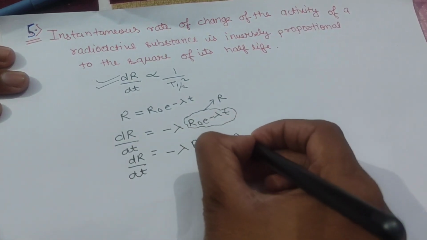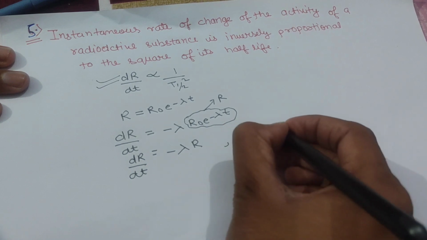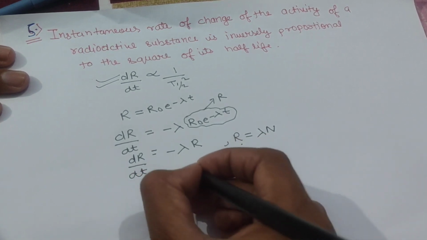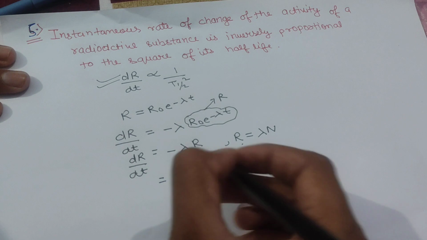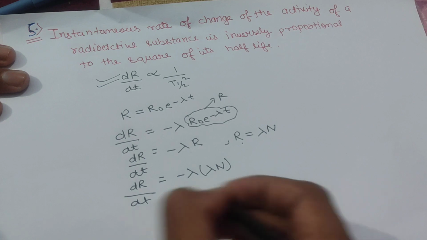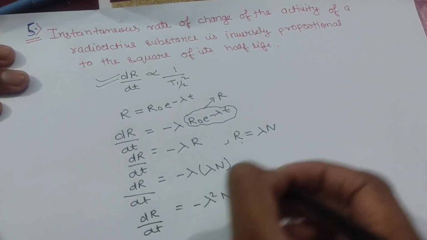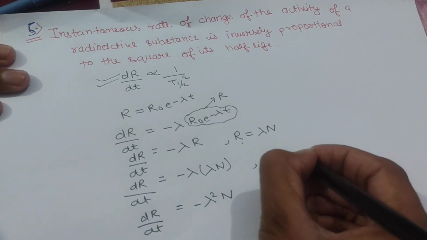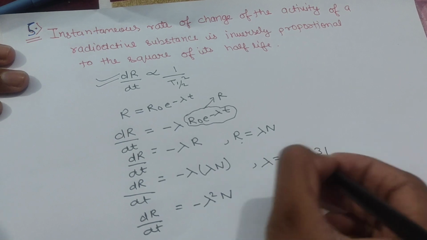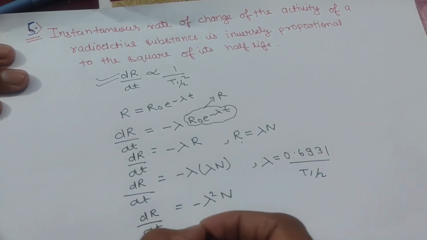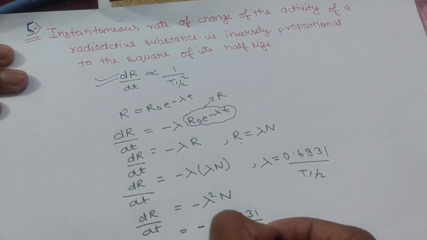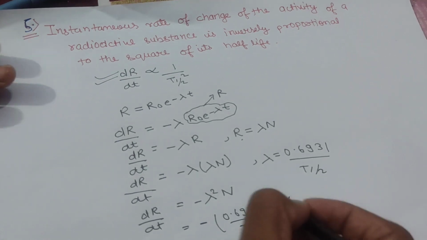We also know the activity is lambda N. Now put this value here, so it will become lambda N. So lambda square N is dR by dt. So we know that lambda is equal to 0.6931 by half-life. So here we will put all this, 0.6931 square N and R.